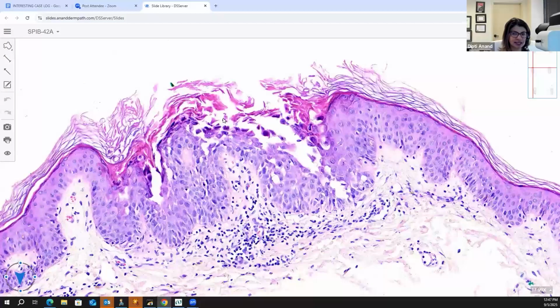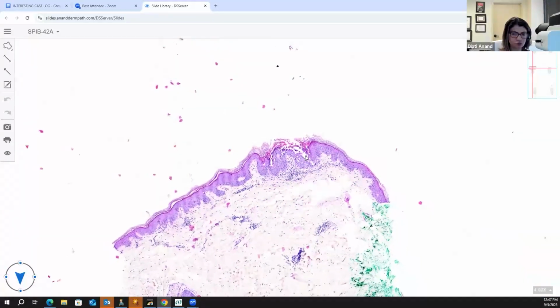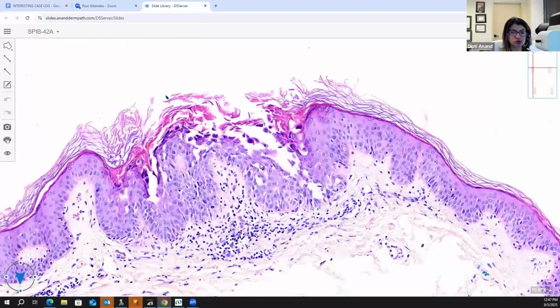So everybody agrees this is a pattern of dyskeratosis, right? Yes. There are beautiful corps ronds and corps grains. These are all the corps grains in here, and these are the corps ronds in here. And this is a beautiful corps rond in here. So this pattern of acantholytic dyskeratosis would be 100% identical to what you would see in Darier and Grover's, okay?